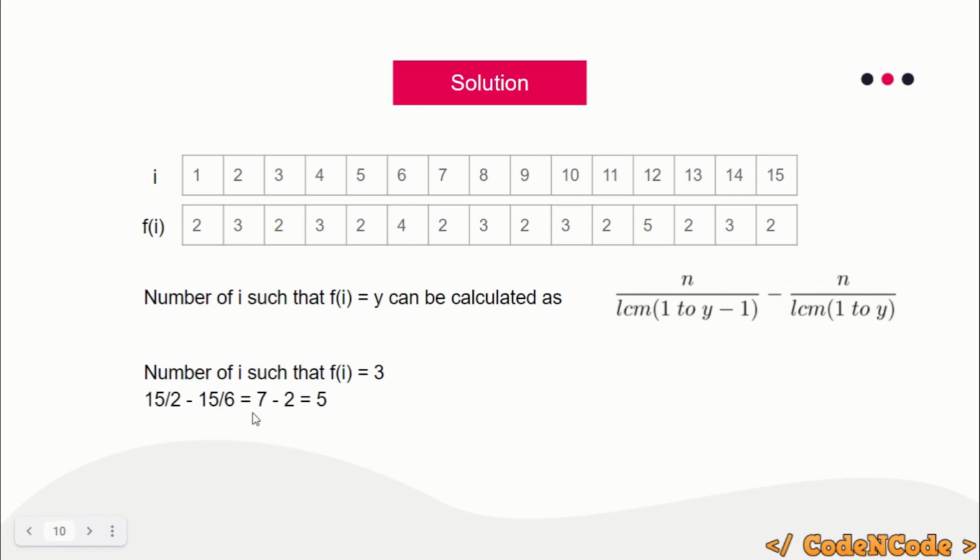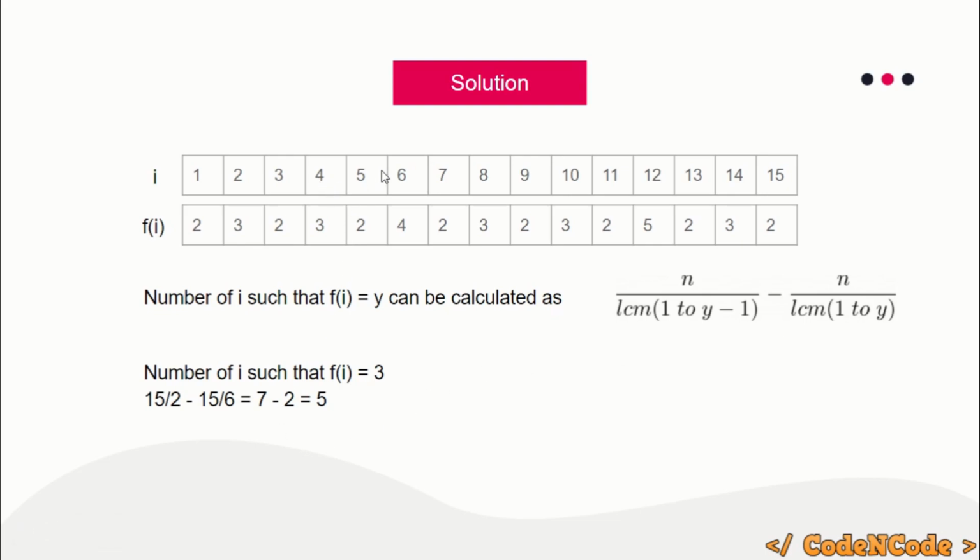First of all, we are finding all of the integers which are divisible by 1 through y minus 1. That will be n divided by LCM of 1 through y minus 1. Then these can also contain integers which are also divisible by y, right? And these should not be in your answer. So what will you do? You will calculate n divided by LCM 1 through y and simply subtract it, right?